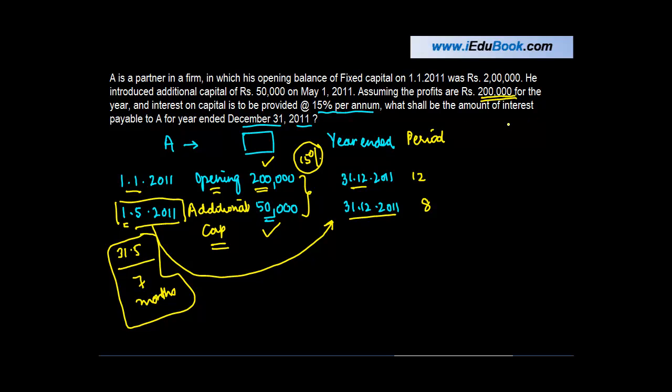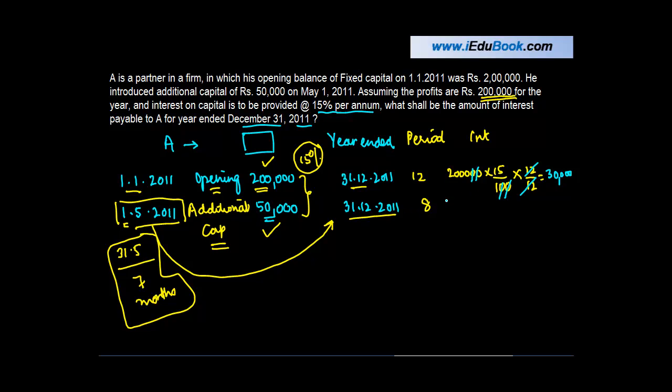Right? How much is the interest? Interest is equal to principal into rate into time. What is the principal here? It's the amount of capital which is contributed. Rate is 15%. Time is 12 months, or in other words, it's 1 year only. So 12 divided by 12. This will give you basically how much? 15 into 2,000, or 30,000.